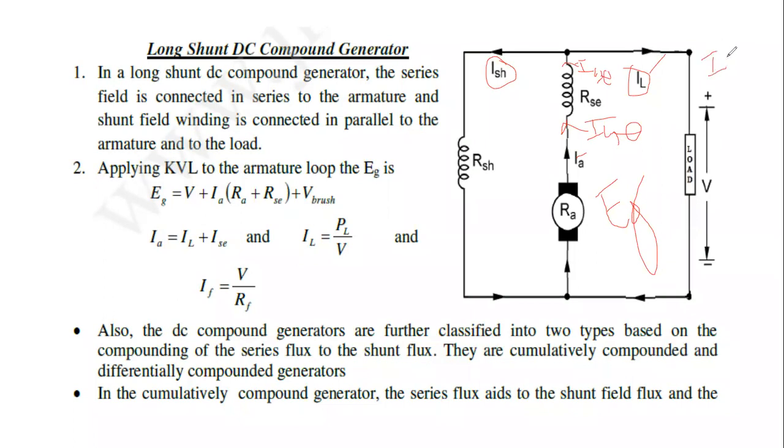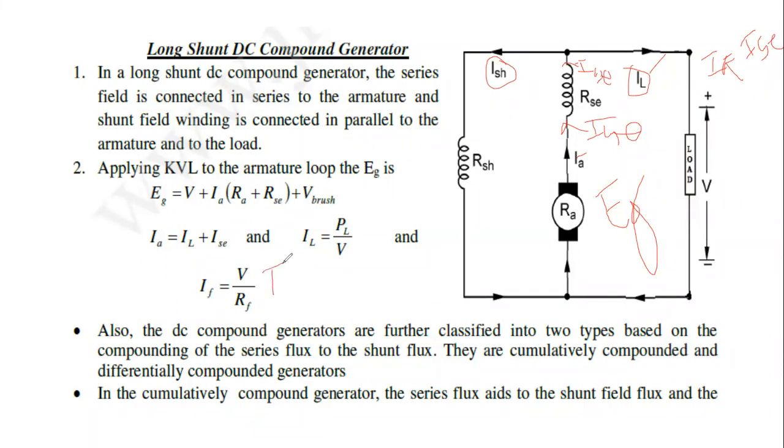This is the IA. Therefore, IA is equal to ISC. Why? Because both are connected in series, and series means the same current is flowing. Therefore, IA is equal to ISC.